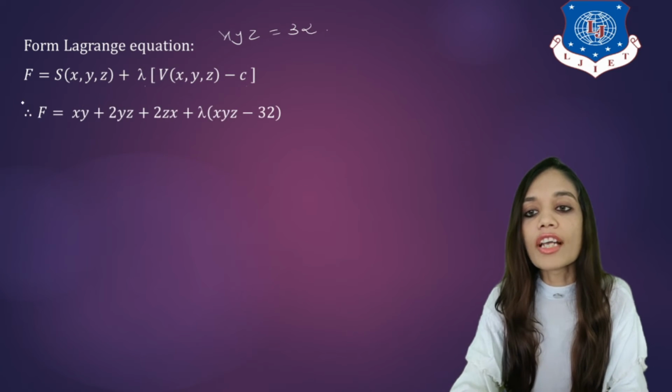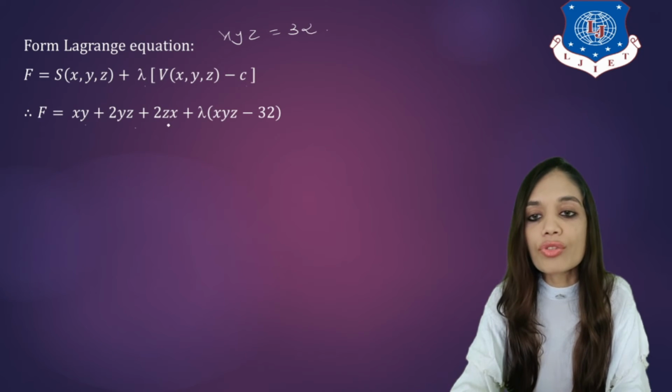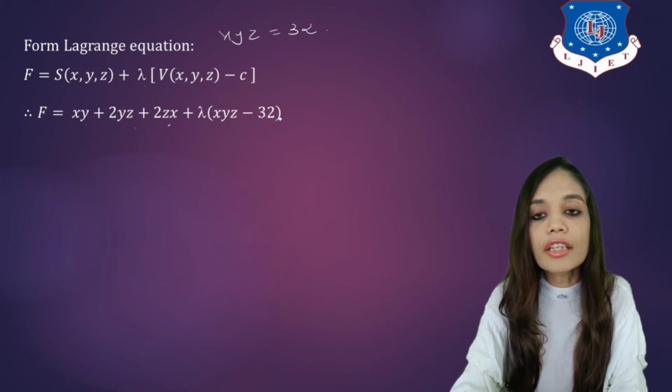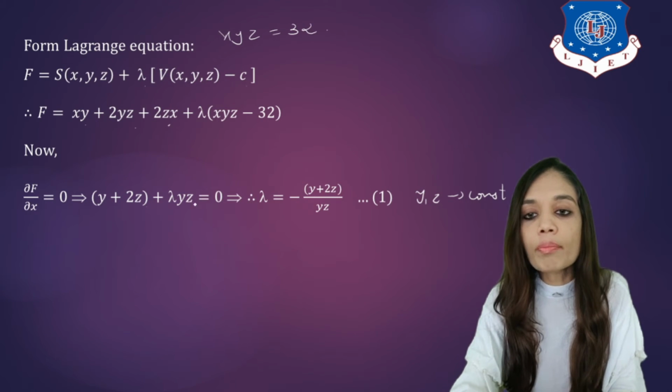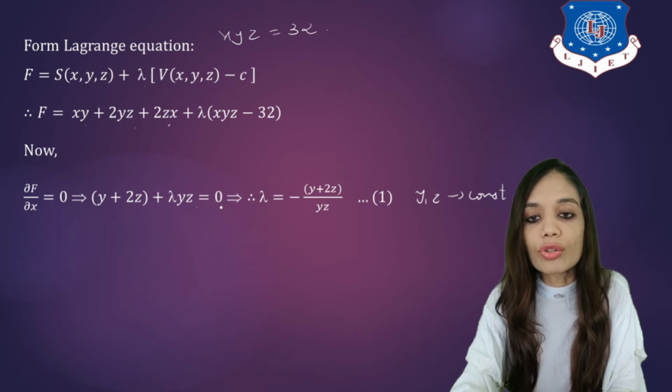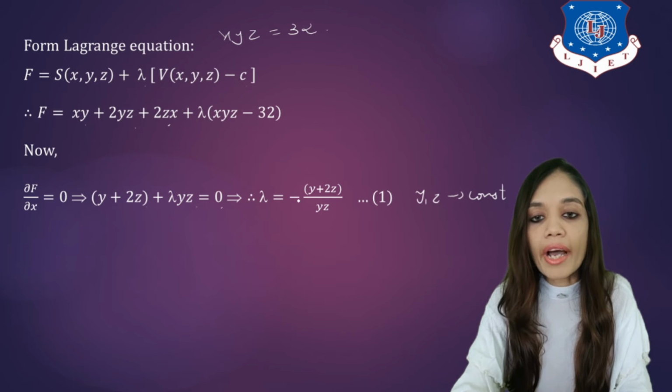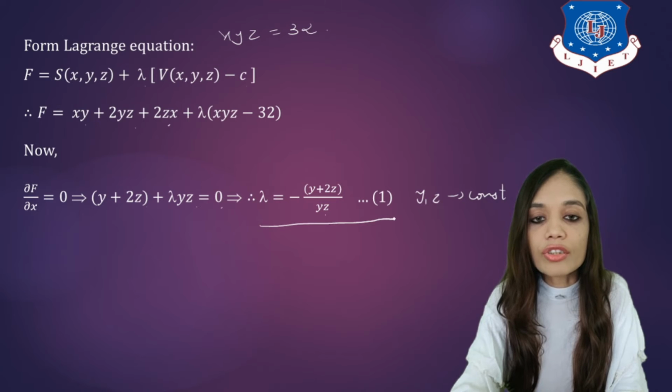So let us put all the values. Therefore, F is equal to xy plus 2yz plus 2zx plus lambda times (xyz minus 32). Now let us differentiate this with respect to x first, keeping y and z as constant. So what we will get: y plus 2z plus lambda times yz is equal to 0. Now make lambda the subject. Therefore lambda will be equal to minus (y plus 2z) upon yz. Name this as equation 1.